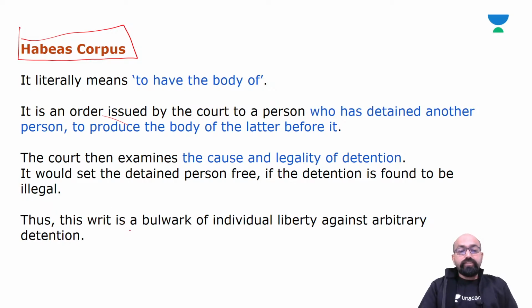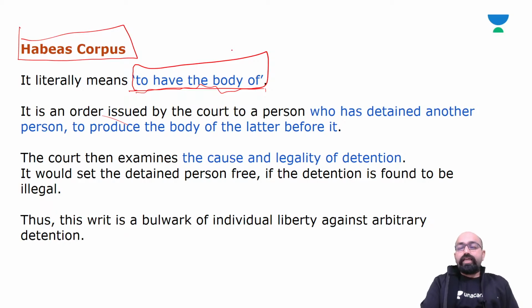So, habeas corpus is a powerful writ, and it is the most commonly used. These are Latin words, where habeas corpus means 'to have the body of'. So, this writ is an order issued by the court to a person who has detained another person, to produce the body of the detainee before it.